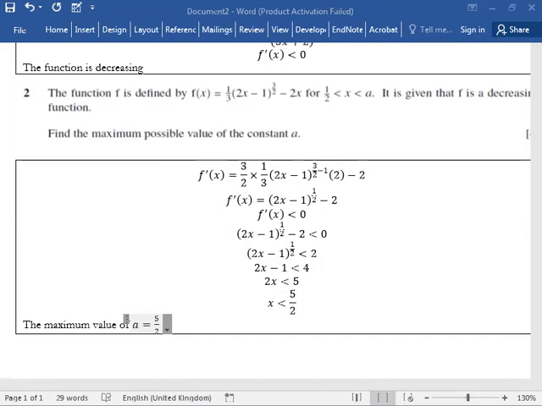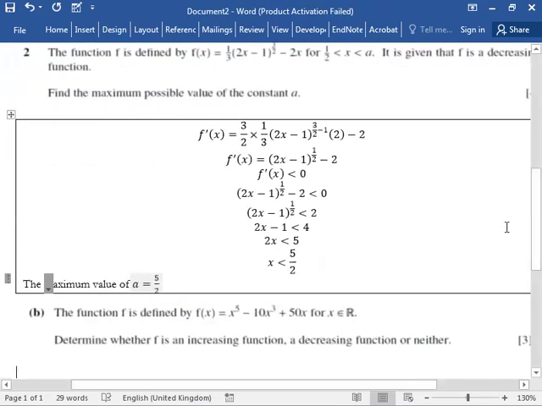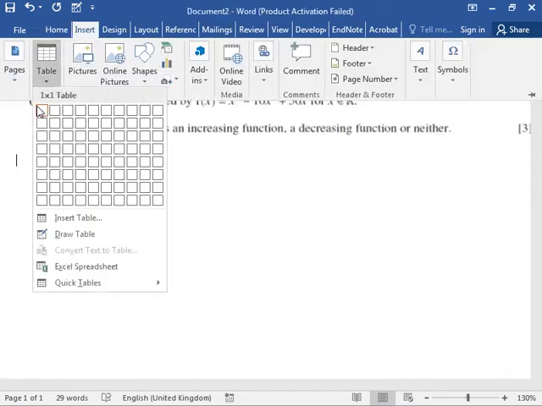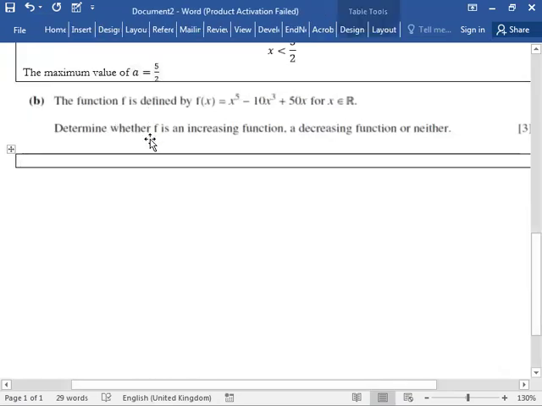Let's have a look at another such question. New booklet, page number 209. The function f is defined by this. Determine whether f is an increasing function, a decreasing function, or neither. And what is the domain that the question provided? X is an element of real numbers, any real number. That means from negative infinity to positive infinity, it can take any value.